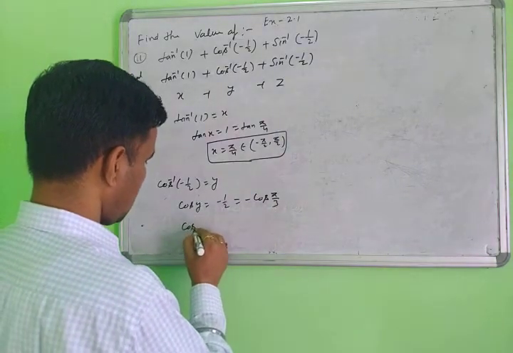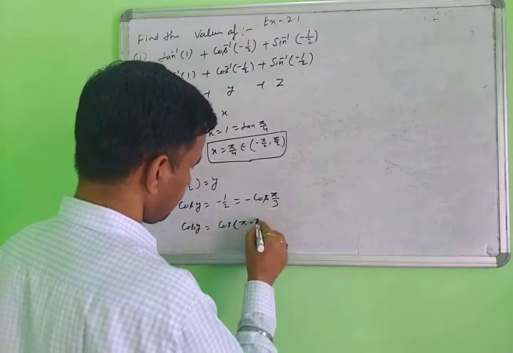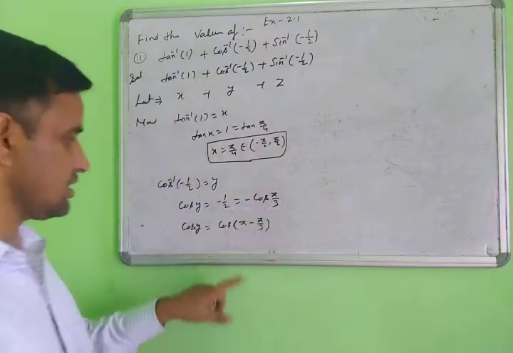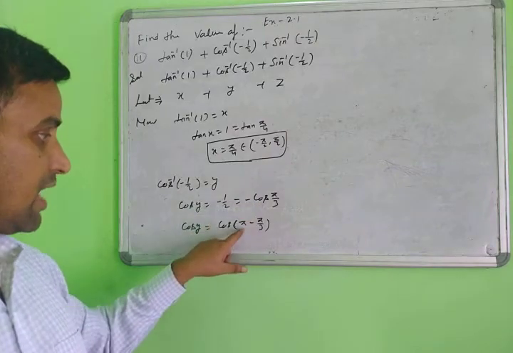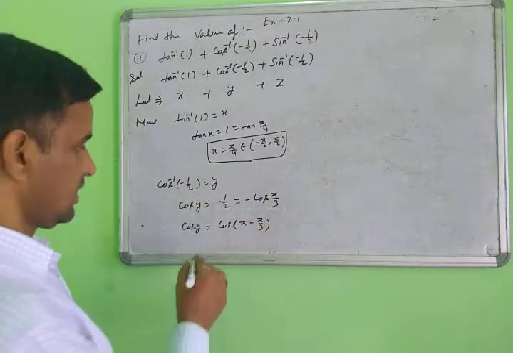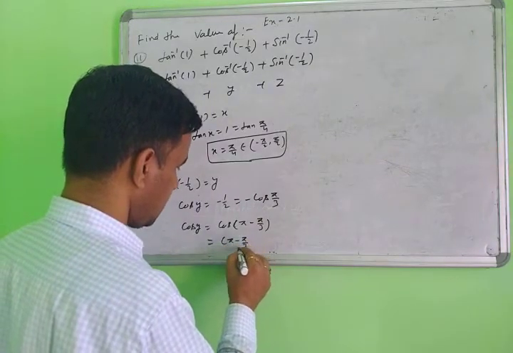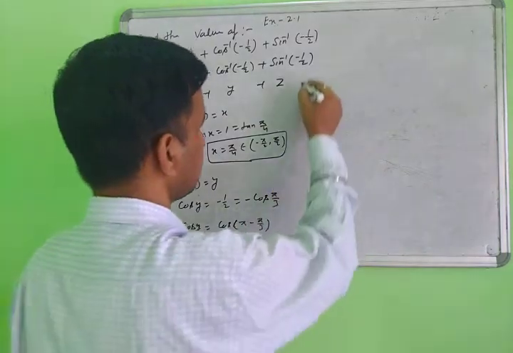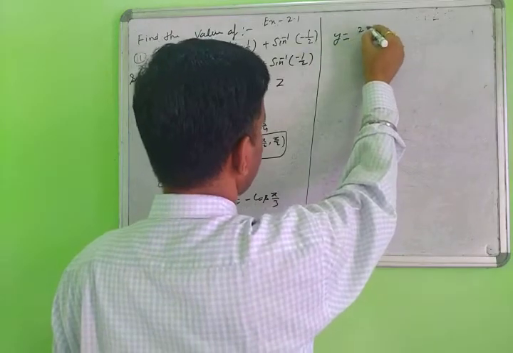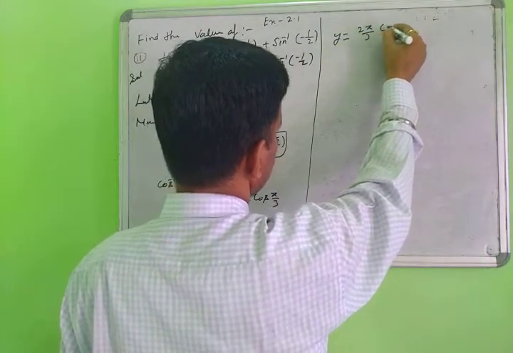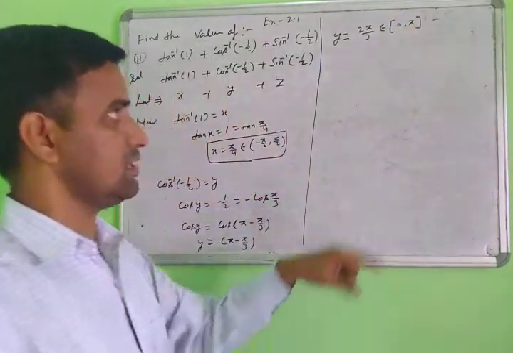So then cos y equal cos (pi minus pi by 3), because same things here. This is the second quadrant. Cos minus theta is cos theta, but cos (pi minus theta) is equal to minus cos theta. So what comes here? Cos (pi minus pi by 3) is y. What will come here? y equal 2 pi by 3. And this also belongs to the closed interval 0 to pi. This is the principal range of cos, 0 to pi.